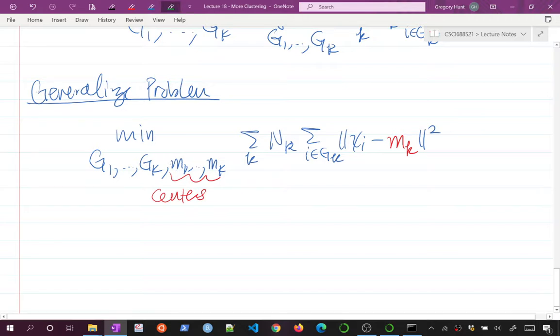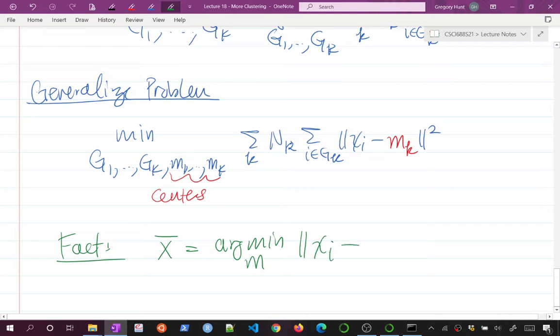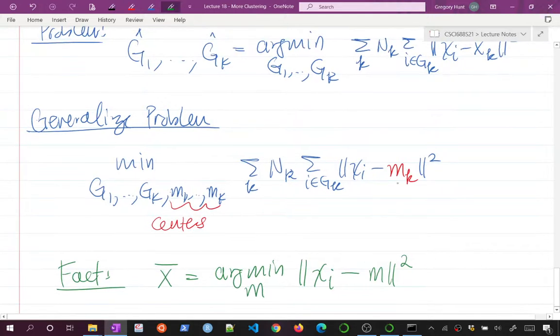Why? Because a general fact is that X bar, if I have just any set of points and I want to minimize the squared Euclidean distance between my points and some number M, is X bar. That's a way of defining X bar. It's the point that minimizes the squared distance between that point and the points in my data set. And so when I minimize over these M's, I'm basically solving that problem.